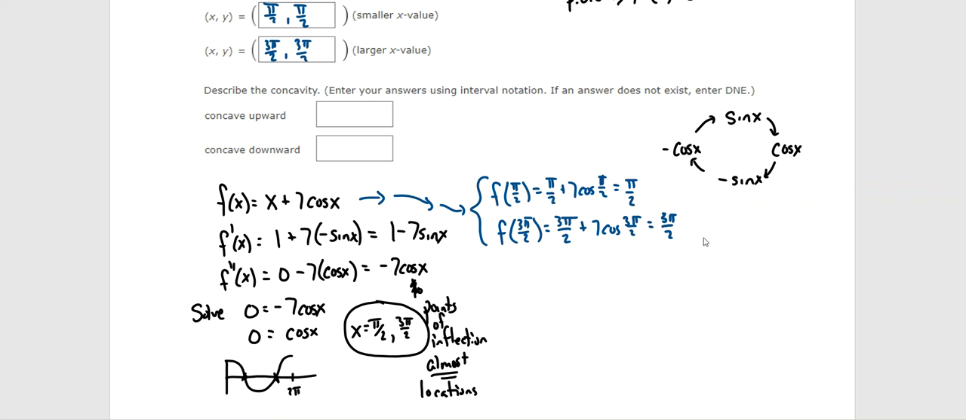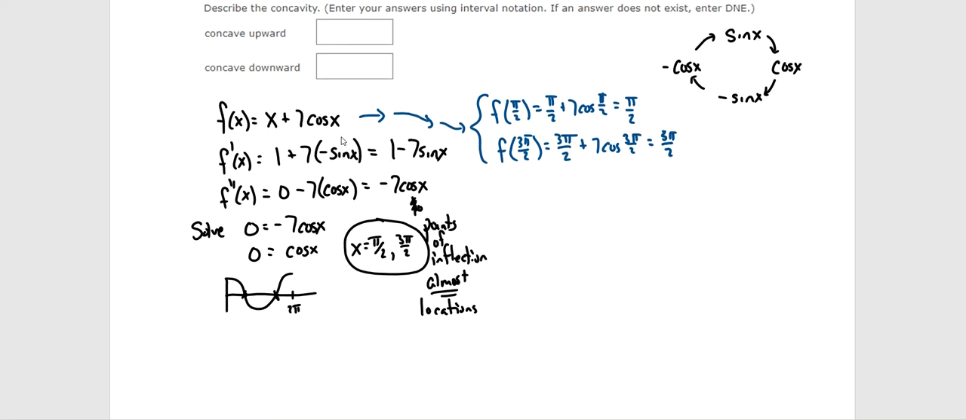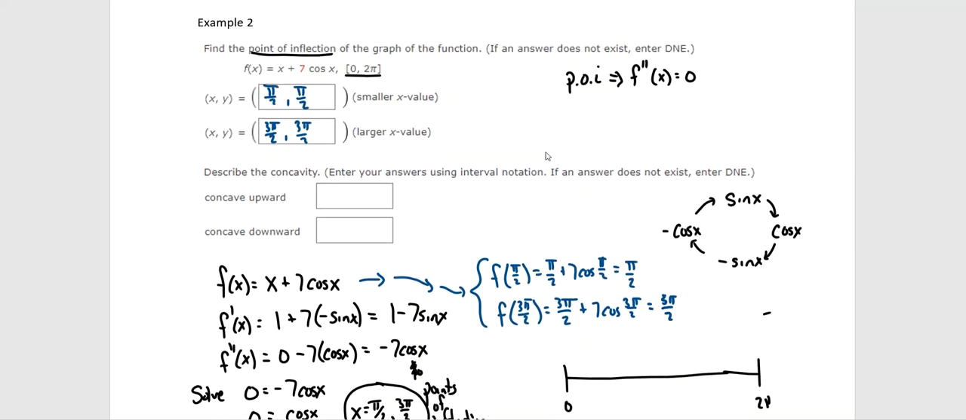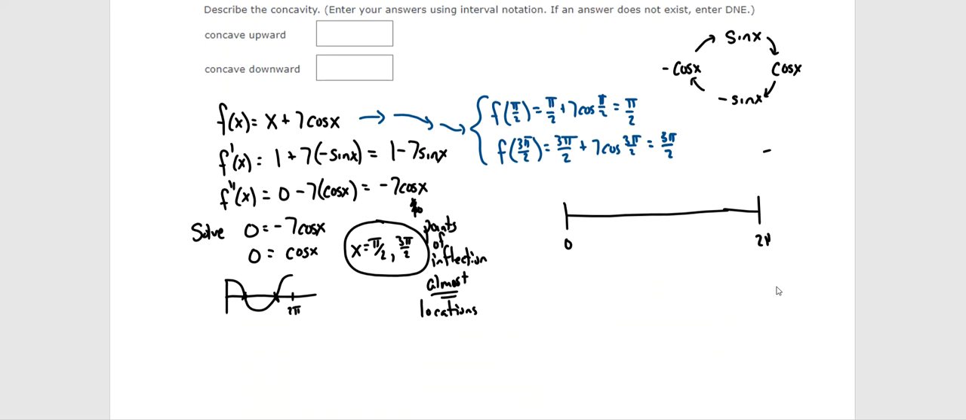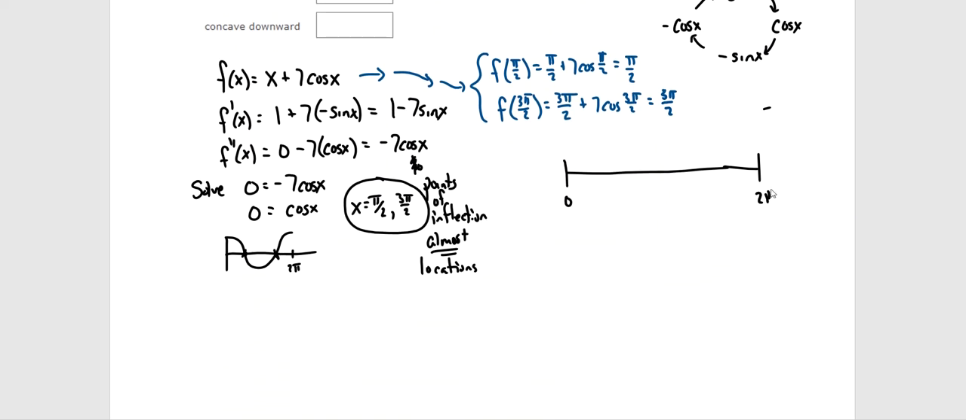Now I want to describe my concavity. So keep in mind that my interval here starts at 0 and ends at 2 pi, because I'm told so right here. So I don't care about anything negative. I don't care about anything bigger than 2 pi. I only care about the interval from 0 to 2 pi. And I have my points of inflection. So I'm going to put pi over 2 and 3 pi over 2 as my markers here on my number line.